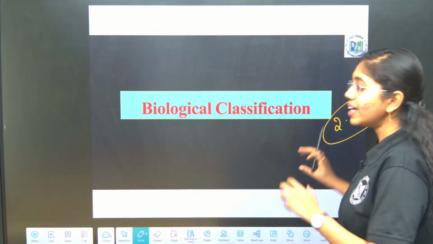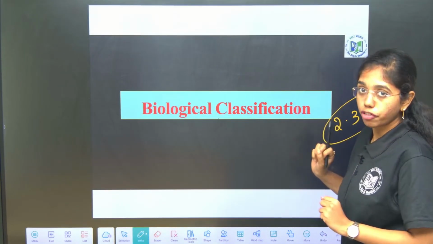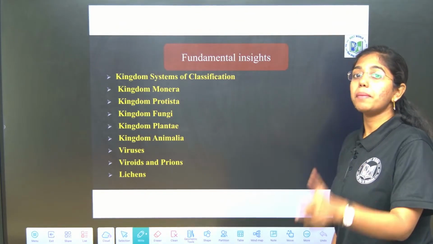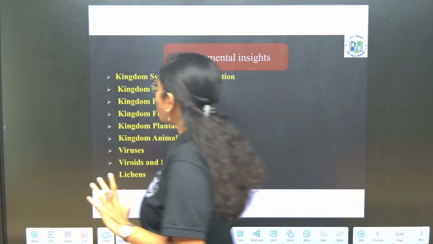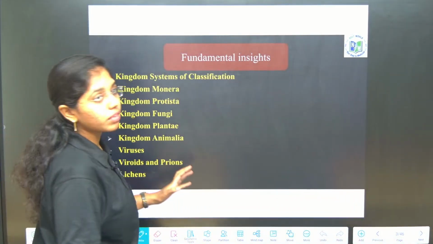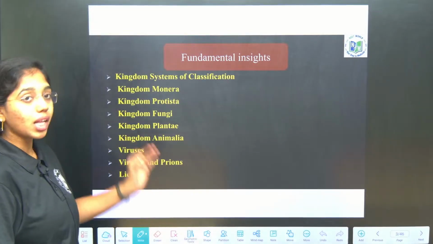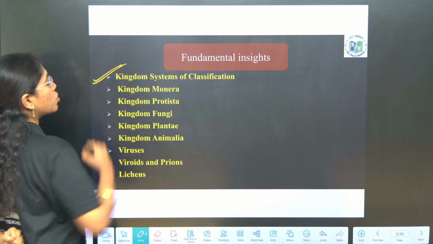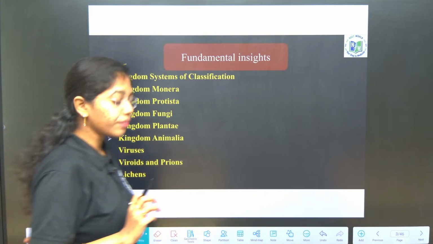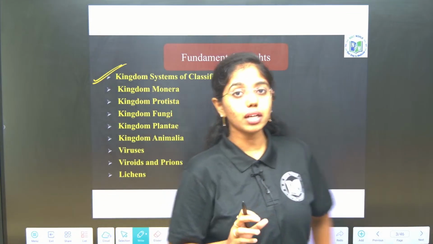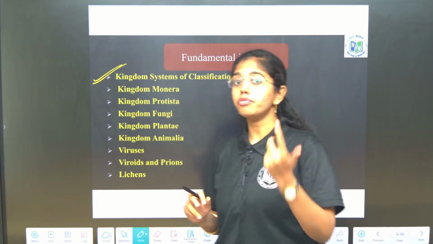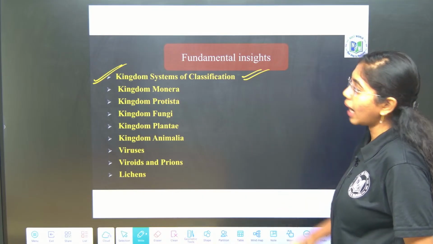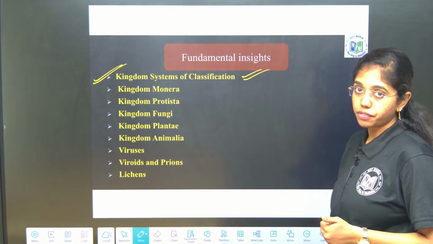So yes, first let's look into the fundamental insights of biological classification, and then we will go into the theory and EAPCET PYQ practice. So what are the fundamental insights of this chapter? What are the major concepts that we need to cover for the exam? First is kingdom systems of classification. First is scientific method of classification by Aristotle, 2 kingdom system, 3 kingdom, 4 kingdom, 5 kingdom and 6 kingdom system of classification will be covered under kingdom systems of classification.